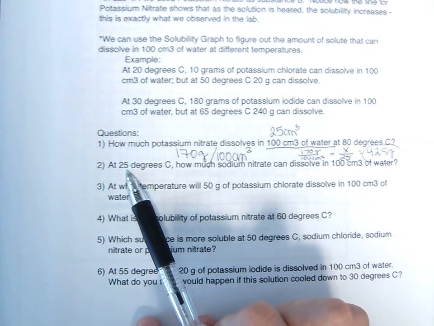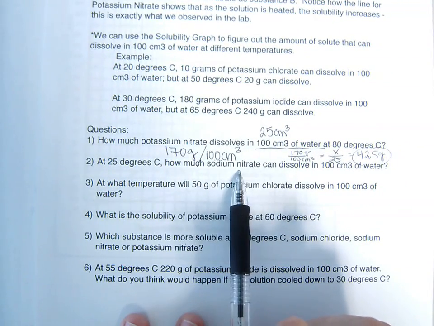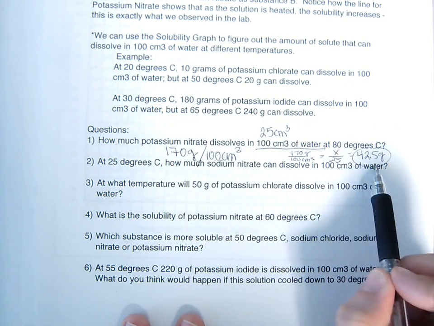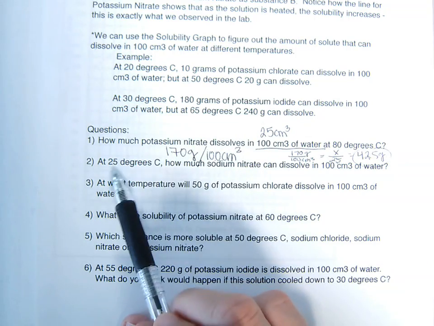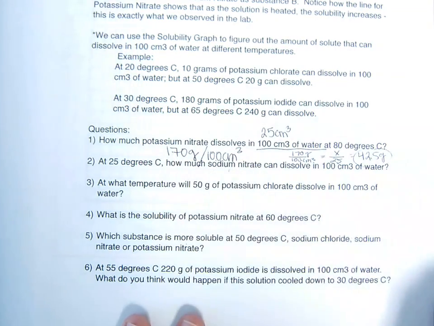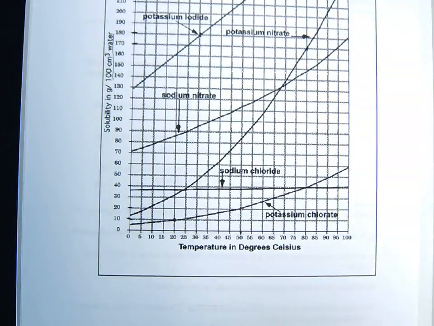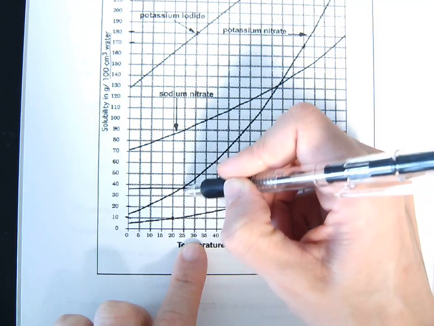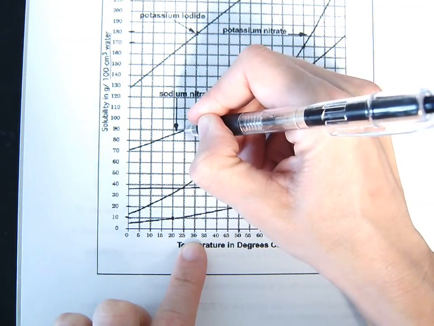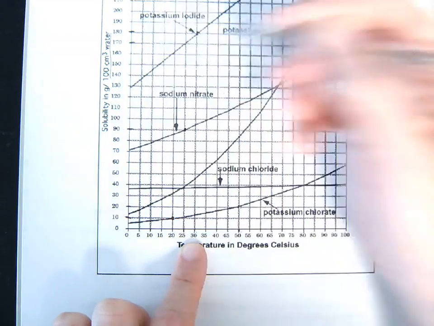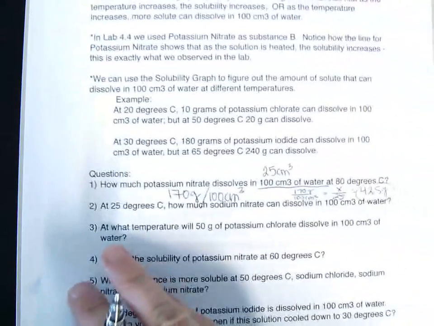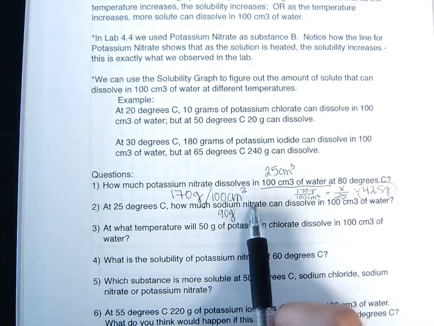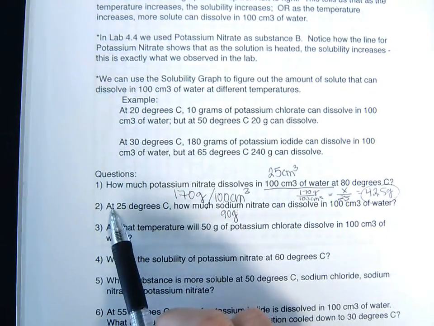Okay, so the next question says, at 25 degrees Celsius, how much sodium nitrate can dissolve in 100 cubic centimeters of water? So this again is our standard 100 cubic centimeters of water. So now we're going to find 25 degrees on the graph and see where it intersects with sodium nitrate. So 25 degrees is right here, and then sodium nitrate is this line. So we're going to go up here to sodium nitrate, and that intersects right at about 90 grams. So the answer to this one is 90 grams of sodium nitrate can dissolve in 100 cubic centimeters of water at 25 degrees.